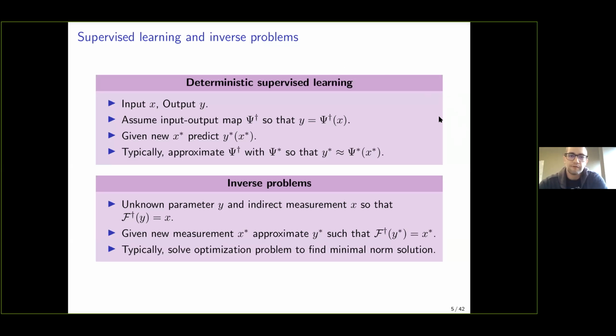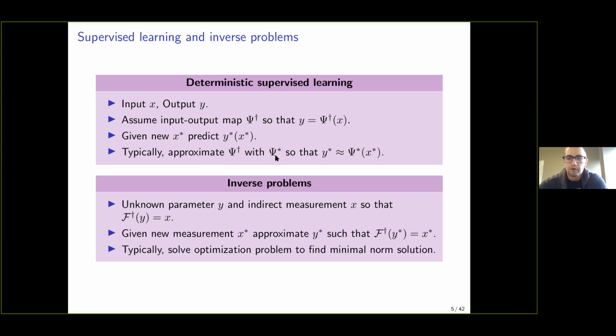So in deterministic supervised learning, you have an input X and an output Y. This is going to be my notation through the talk. And you typically assume there is some ground truth mapping psi dagger so that the output Y is defined as the value of this psi dagger at X, right? So there's a functional relationship between your input and output. Then the goal of supervised learning, at least in the deterministic setting, is that if I give you a new input X star, predict the value of output at the new X star, right? And you typically do this, again in a very simplified setting, by approximating this psi dagger with some other function psi star.